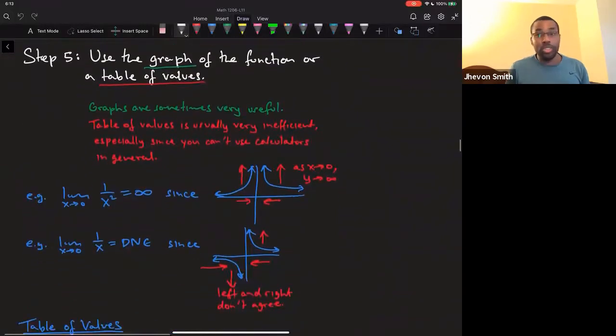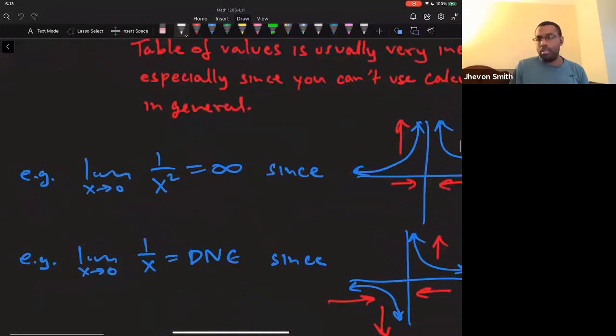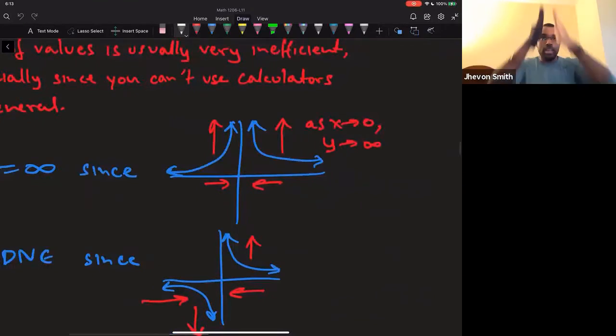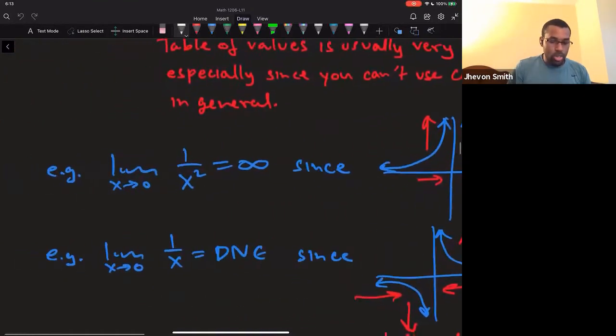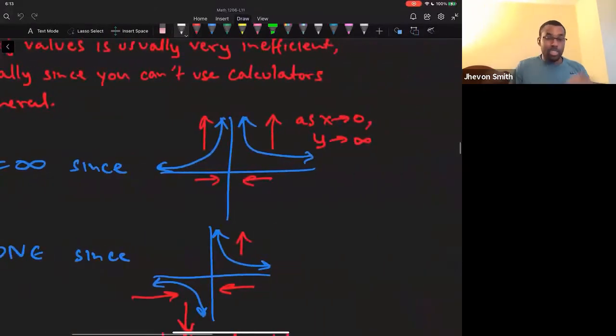Then you can also use the graphs. You could do that, for example, with the limit as x approaches 0 of 1 over x squared to get infinity, because you'll see that it shoots up on both sides. You can use that to figure out that the limit as x approaches 0 of 1 over x does not exist, because on one side it goes down and the other side it goes up.